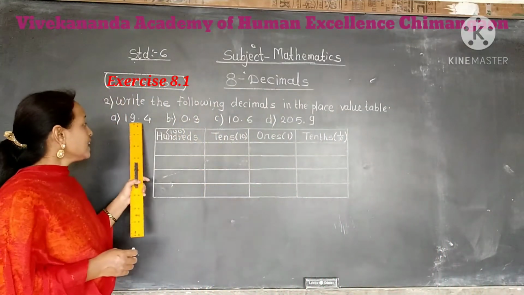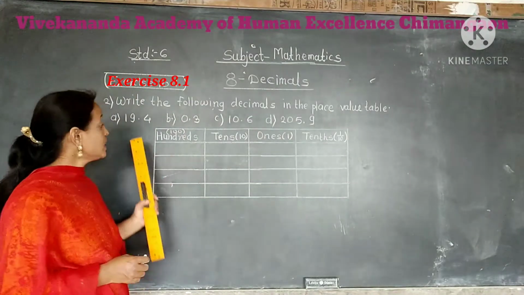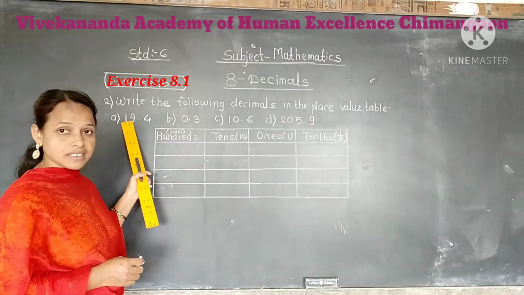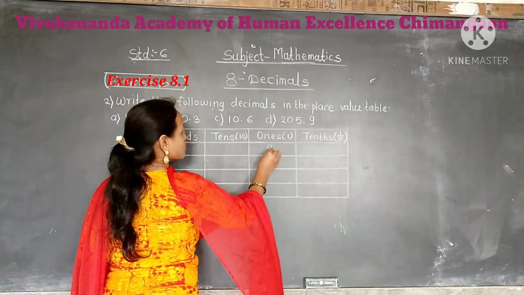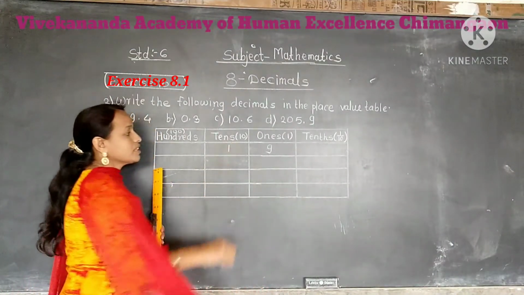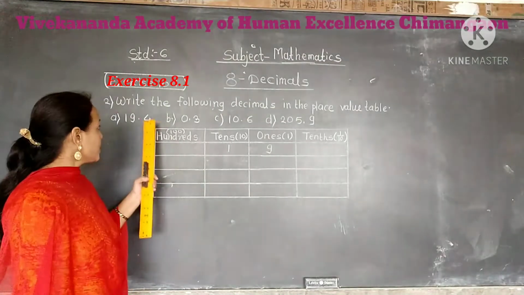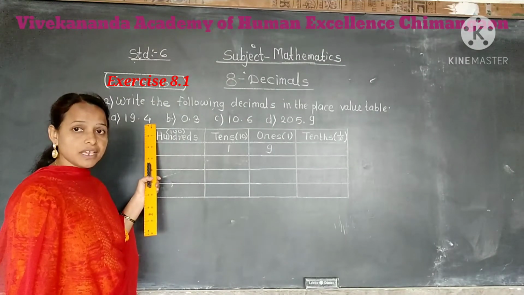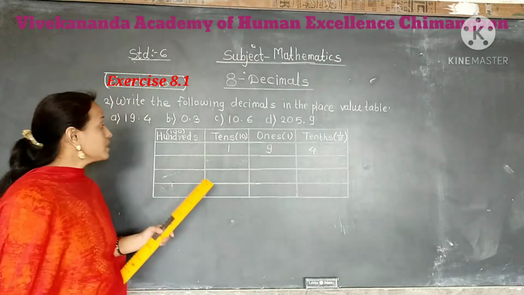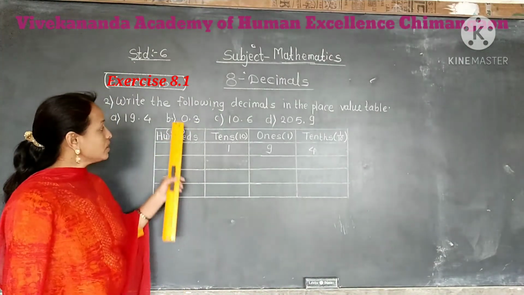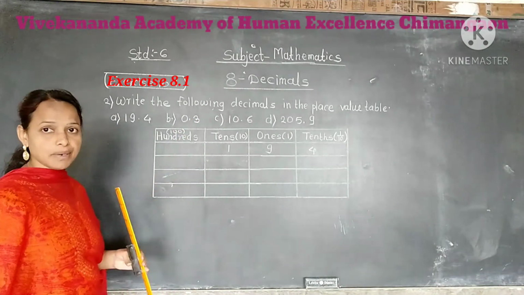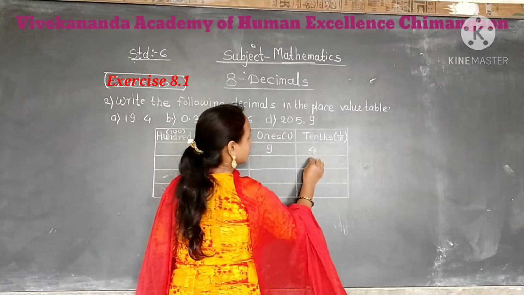So see here 19.4. Digit 9 is in the ones place, so we write digit 9 in the ones place. Digit 1 is in tens, so we write digit 1 in the tens column. And 4 is placed in the tenths place, so we write 4 in the tenths place. The second decimal is 0.3. Here there is no whole number. The place of digit 3 is the tenths place, so we write digit 3 in the tenths place.